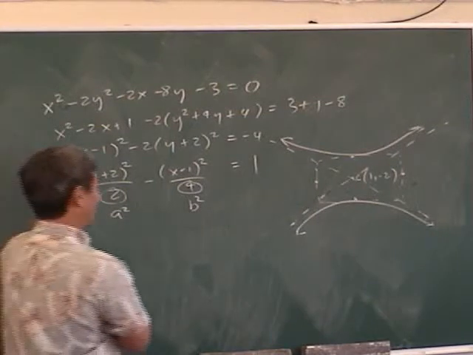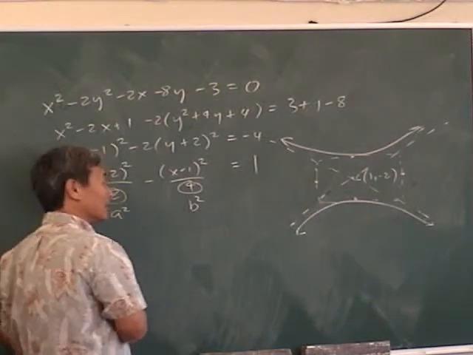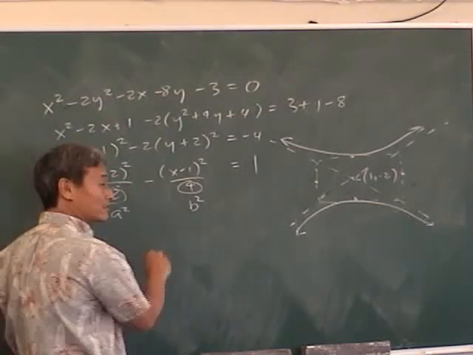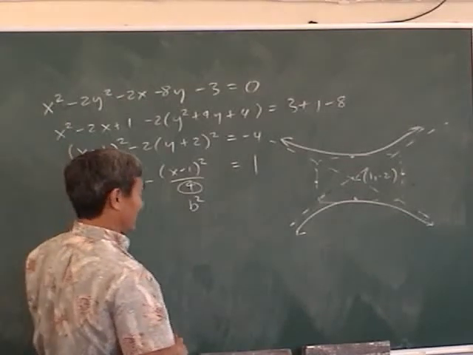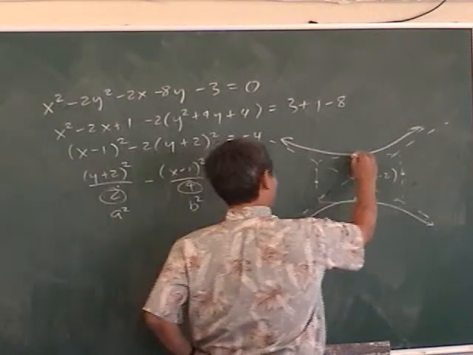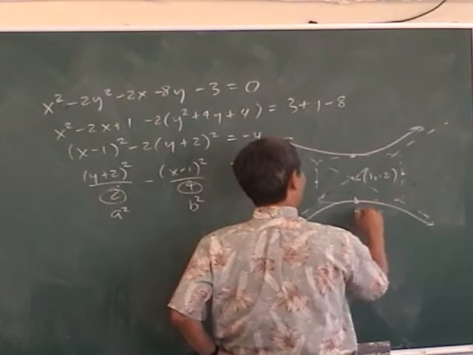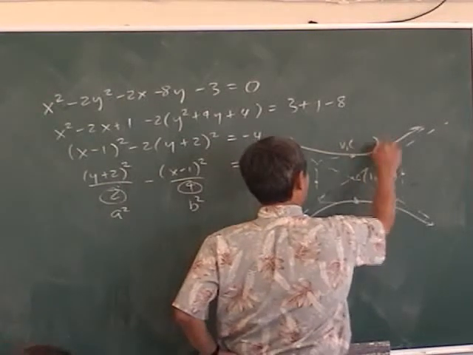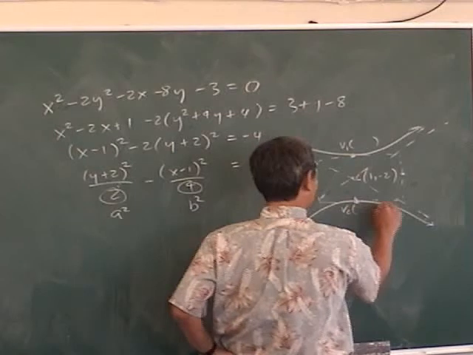How do I know it goes up and down again? Because the y's come first. The y's are positive. If the x's come first, then it goes left and right. Okay, what are these 2 points called? The vertices.